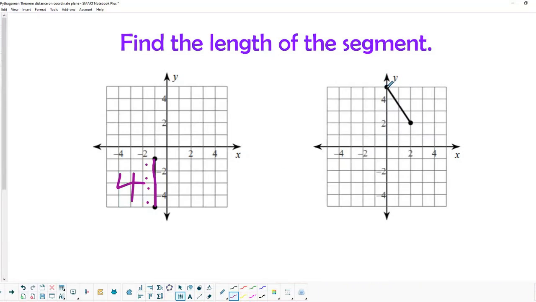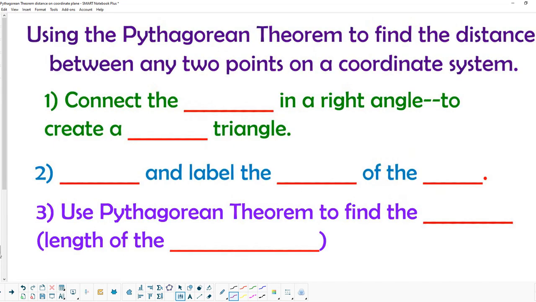But if the line segment is on a slant like this, it would be more difficult because it kind of cuts across the middle of several different squares, and you don't know exactly how long it is, so it's going to be a little tougher to do that. But we're going to show you a process where you can just draw a right triangle and then treat this as a Pythagorean theorem problem. So let's take a couple of notes first.